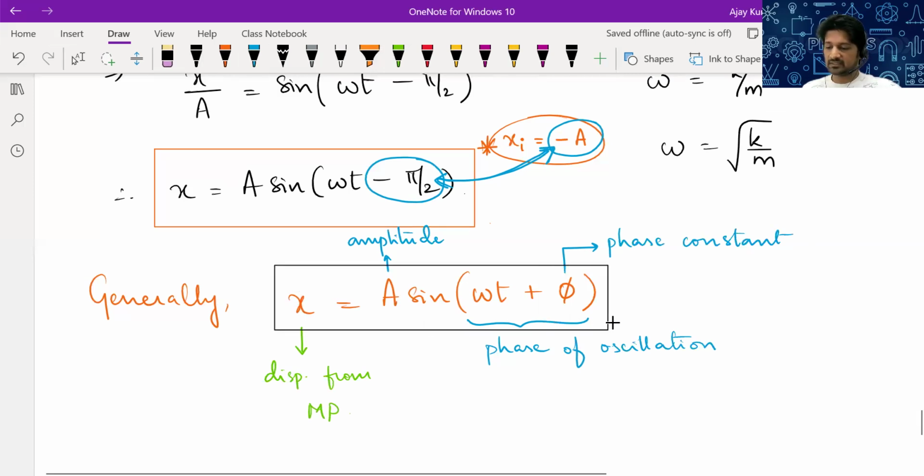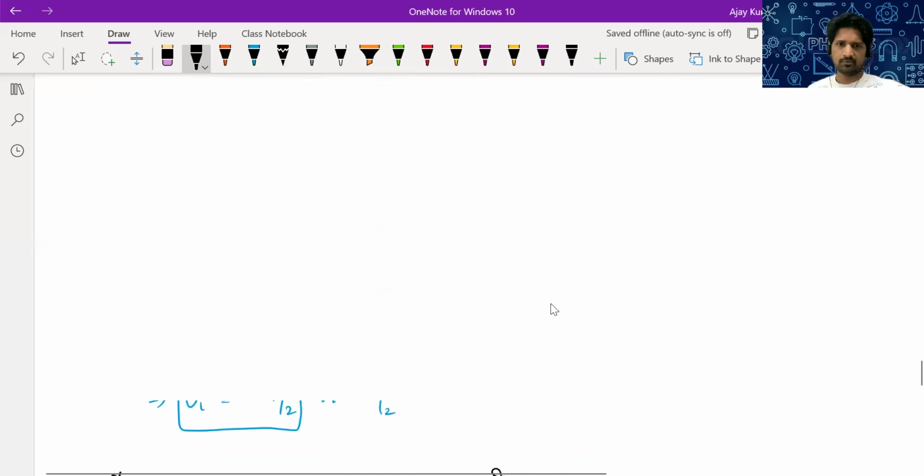All this came from a is equal to minus omega square x. Or you can say all this came from f is equal to minus kx. Force proportional to displacement from the mean position, in exactly the opposite direction. That is the condition for SHM, and under that condition only this equation is valid. And it's not compulsory that you take it as sine, you can take it as cos also. Why? You look at this.